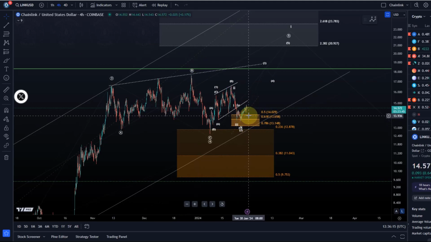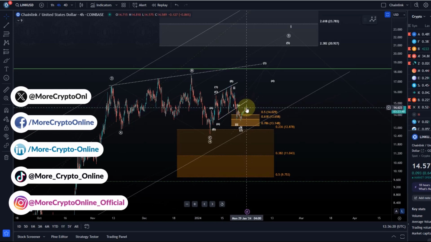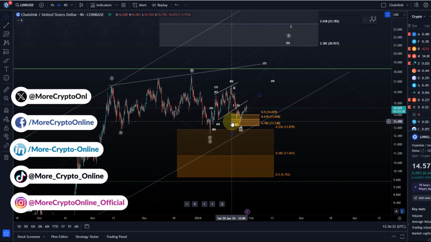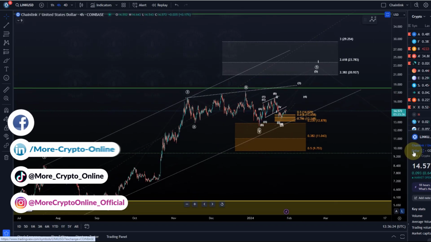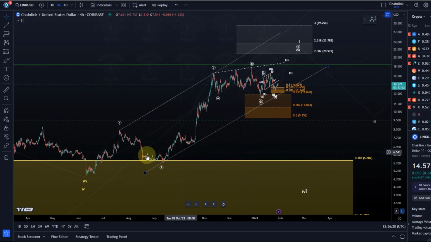We want to dive into the microstructure here, or let's say the nano structure of this move to the upside. So we are going to take a look at that in this video. First of all, bigger picture, macro perspective. Obviously, nothing has changed here on the Link chart.